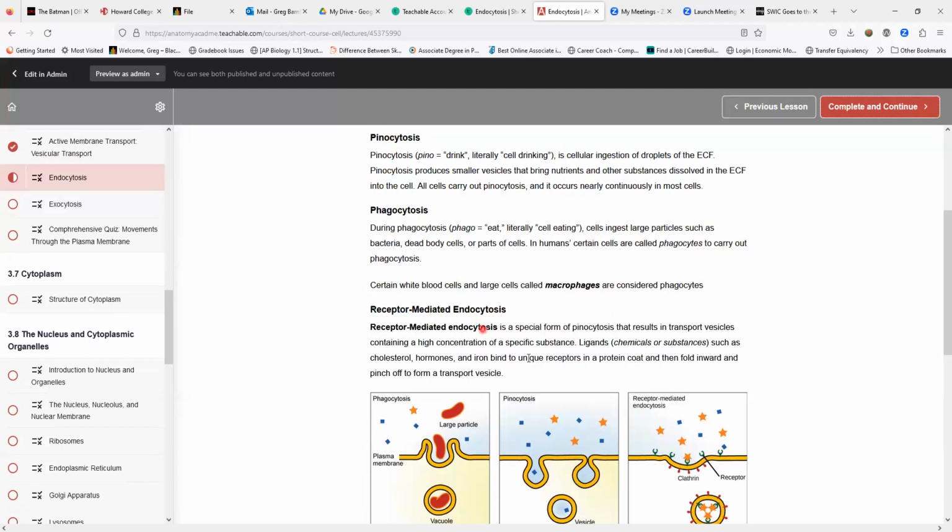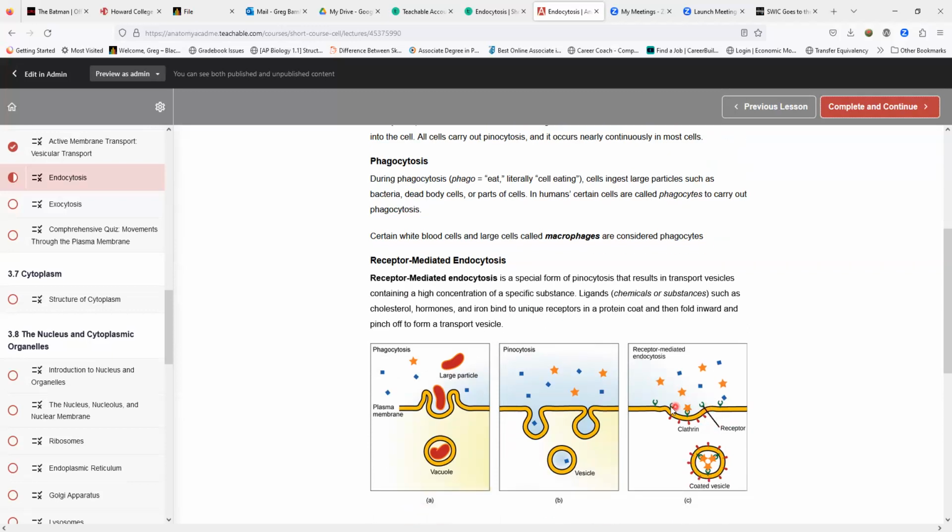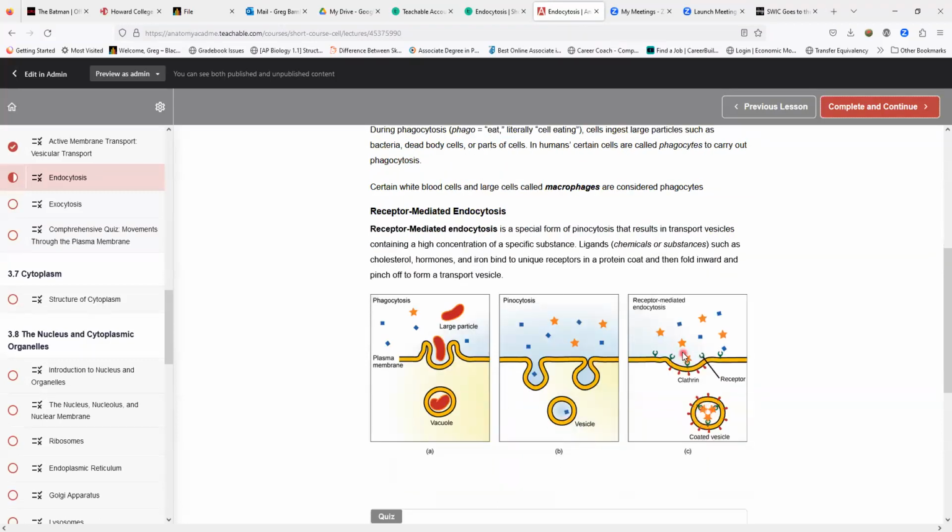Receptor-mediated endocytosis is a very specific process. Here you have receptors. See, the blue structures will not fit here. These star-like structures fit perfectly. So they come down here, they bind, and then the cell brings them across in this vesicle that's very specific. That's driven by the receptors. So unique receptors in a protein coat fold inward and pinch off to form a vesicle.